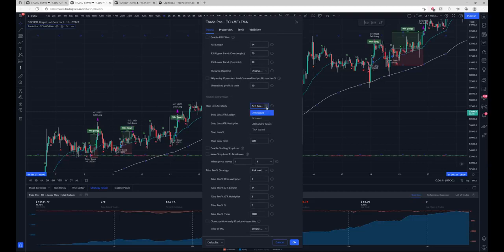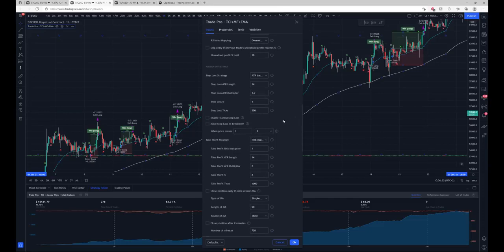You can have different stop loss strategies. So if you want it to be an ATR based stop loss, percent based stop loss, we have a few different options there. I have it set to be 1.7 times the ATR for the stop loss currently. You can even have a trailing stop loss if you wish, and you can have it move the stop loss to break even at a certain point. So let's say that you want to have it move the stop loss to break even once the price has gone 1 times your risk in your favor, or at a certain point you can have it move the stop loss to break even, which is really cool.